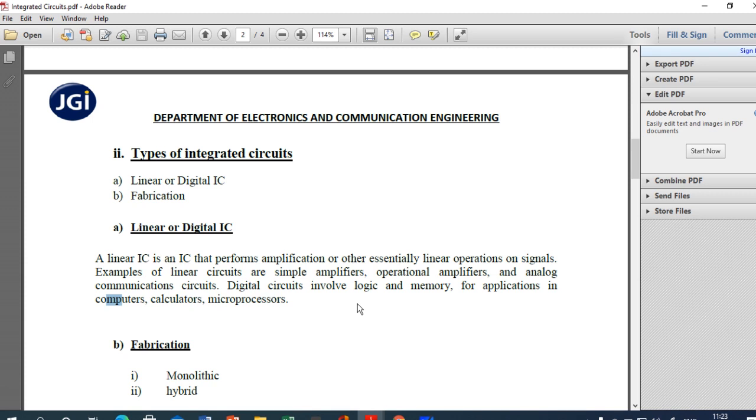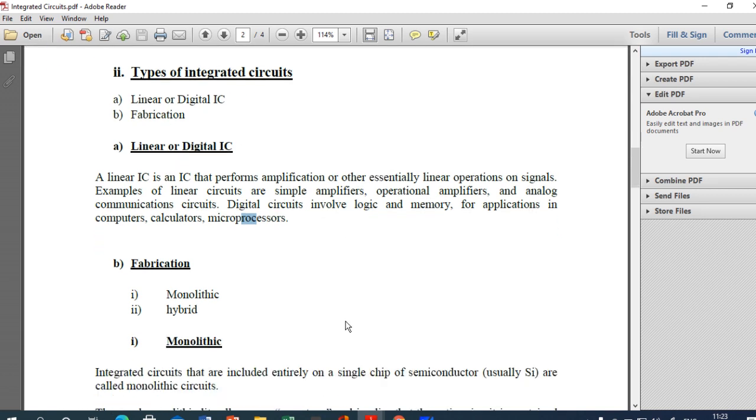So according to this topic, the main focus is on amplification and other essential linear operations, like building operational amplifiers that perform addition, multiplication, such operations. It also involves building memories, and those memories can be applied in computers, calculators and microprocessors. So this is about the linear or digital integrated circuit.